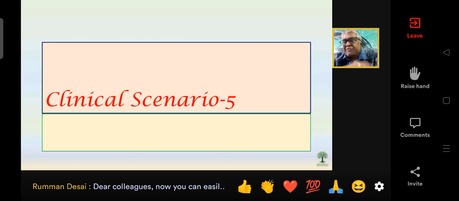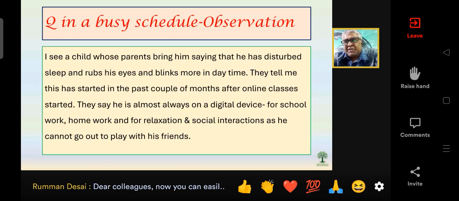Let's look at the fifth clinical scenario. So we have looked at the case report, we have looked at the case series, we have looked at the cross-sectional design, we have looked at the case control design. The basic elements, only the key important elements I'm telling here. The fifth clinical scenario is something that we see quite often now.